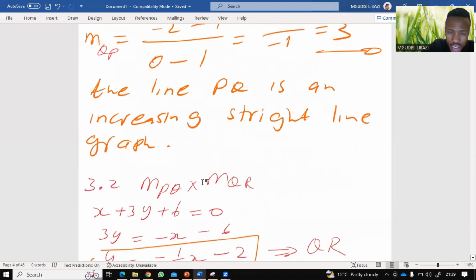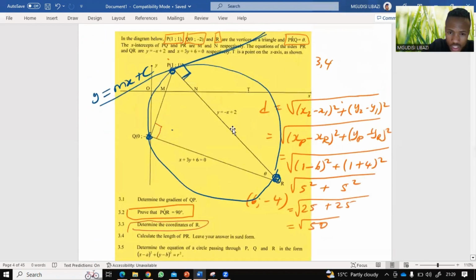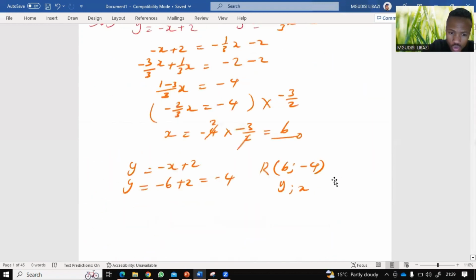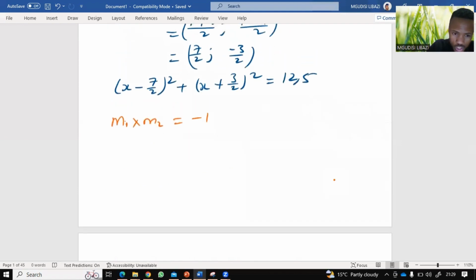So if we go back there, we know the gradient of this diameter here, because from this equation we can see that the gradient is negative. It's -1. The coefficient of x there is -1. So what we're going to do is say -1 multiplied by M2, and M2 is a tangent, should be -1, and then dividing by -1 both sides, we get the M tangent to be 1.